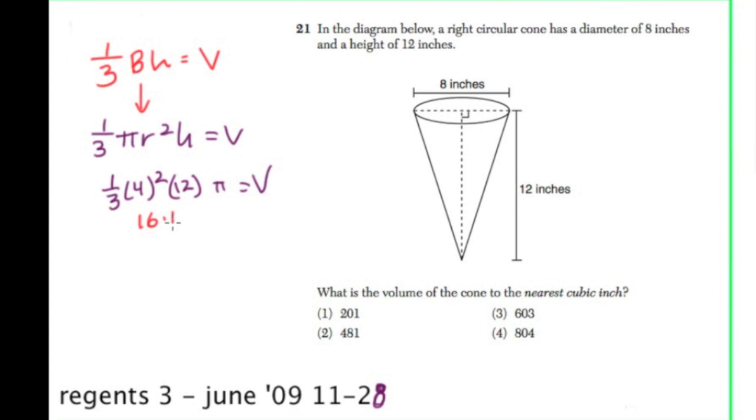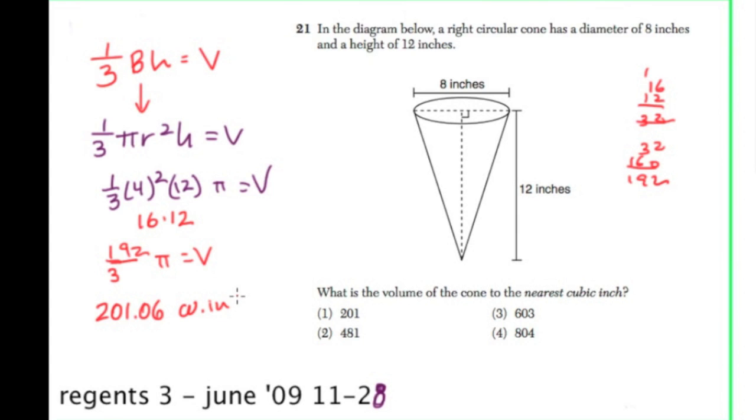So 4 squared is 16, 16 times 12 is, let's do the side math here, it's going to be 192, so 1/3 times 192, or 192 over 3 times pi, is going to be our volume. You can just put that in the calculator, and that is actually what we're going to do. Be right back. It tells me that it is 201.06 cubic inches, and that's going to be our volume. And it says to the nearest cubic inch, so chop that off, it's 201.